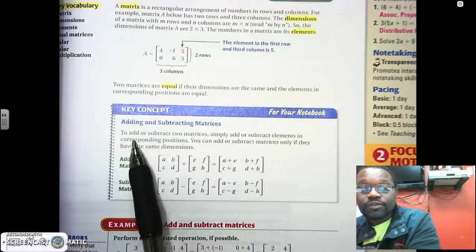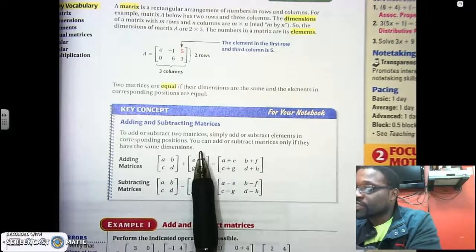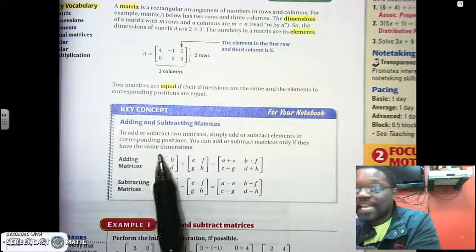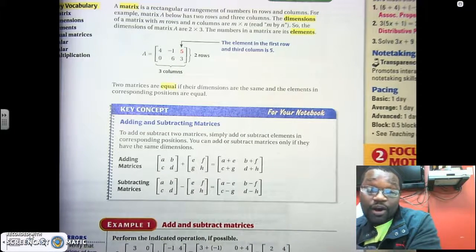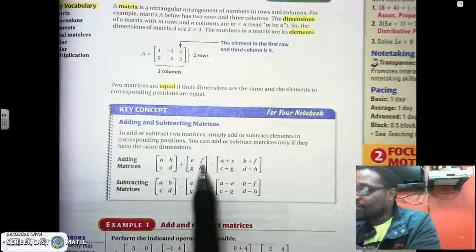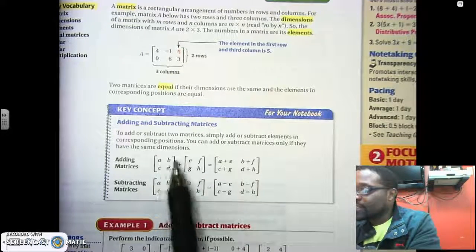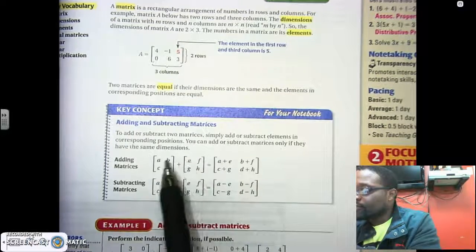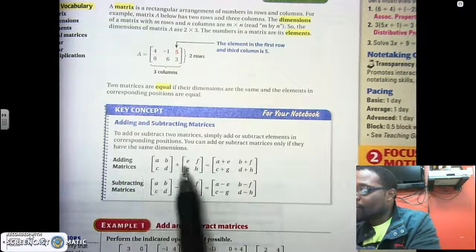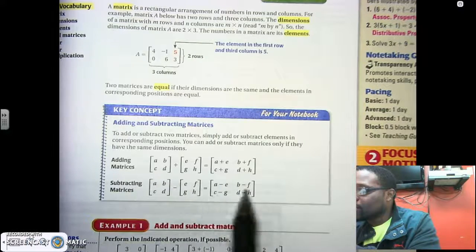This is really important right here, so I want you guys to write this down. The main part about this that's important is you can add or subtract matrices only if they have the same dimensions. You may need to pause this so you can get this down. These have the same dimensions here, 2 by 2, and notice how they're added and subtracted. Top left, top left, top right, top right. You add the corresponding elements to one another, or you subtract the corresponding elements to one another.